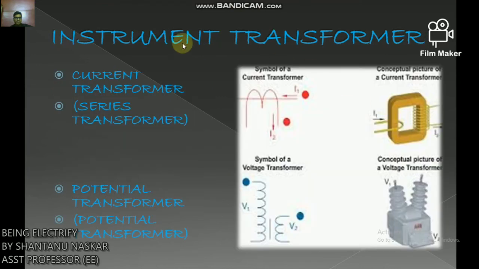Now instrument transformer. Instrument transformers are of two types: current transformer, which is also called series transformer, and potential transformer, which is also called parallel transformer.